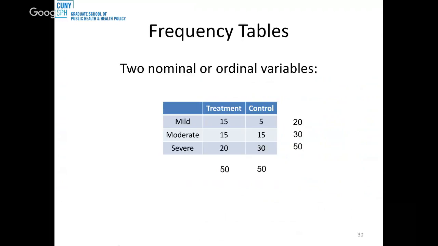That is a so-called one-way frequency or one-way contingency table. This would be a two-way contingency table where we are representing two variables together in one table. So here we have both treatment and control and the severity of pain and just the number of counts for each of those combinations. And this allows us to immediately see something.